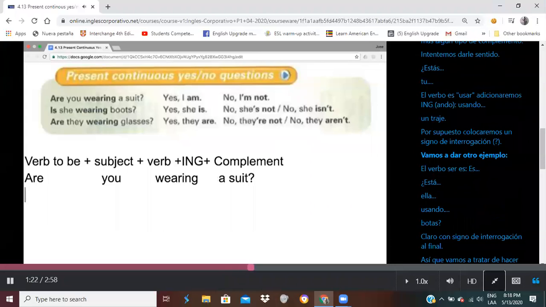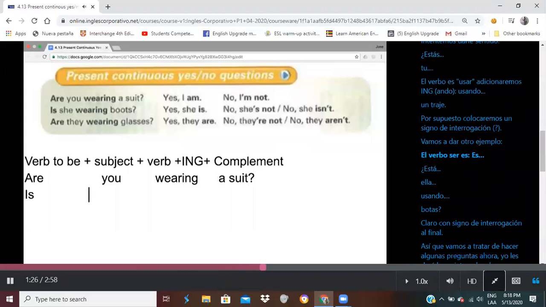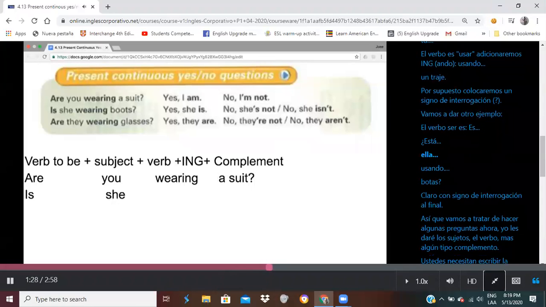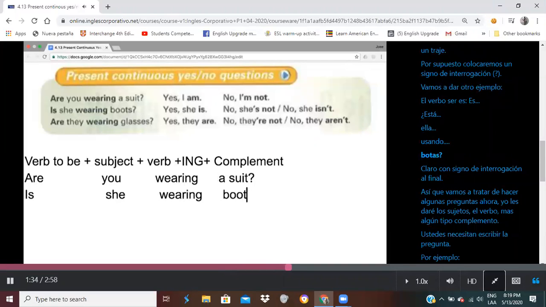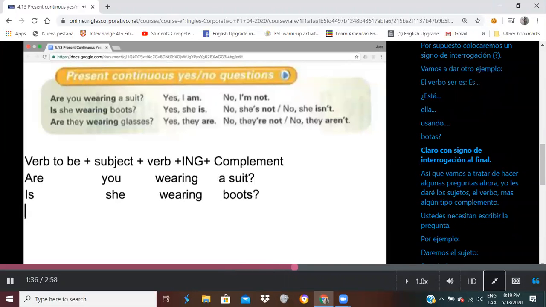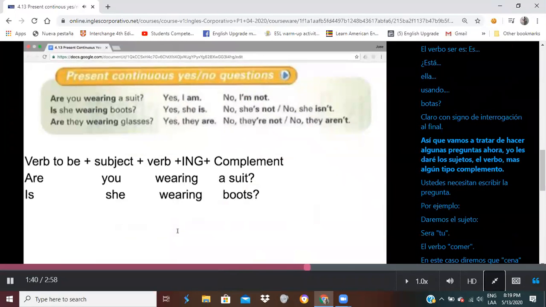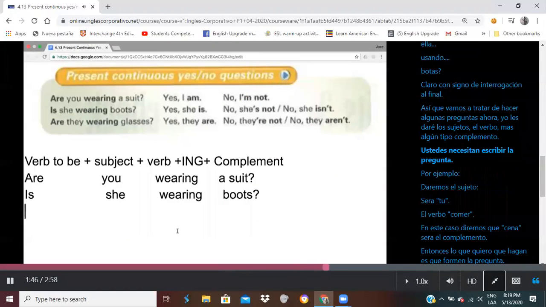Let's give another example. The verb to be, is she wearing boots? And of course, question mark at the end. So let's try to make questions now. I will give you the subject, the verb, plus some kind of complement. And you need to write the questions.